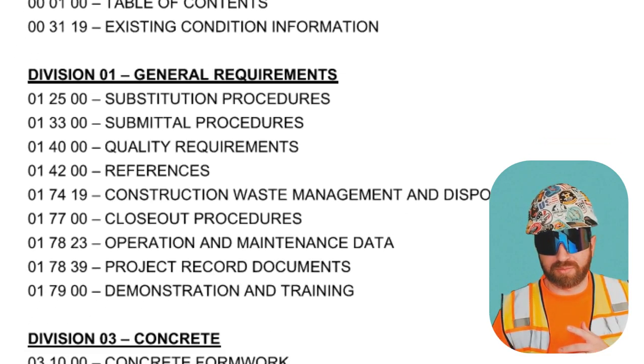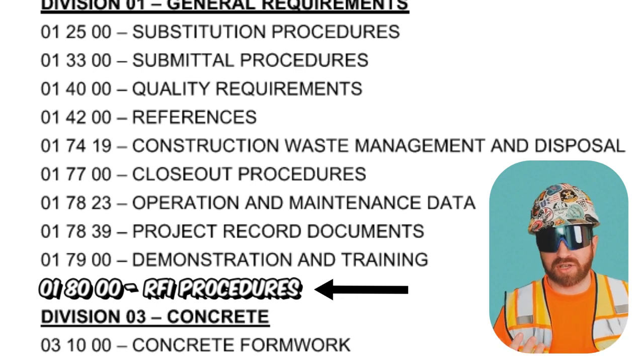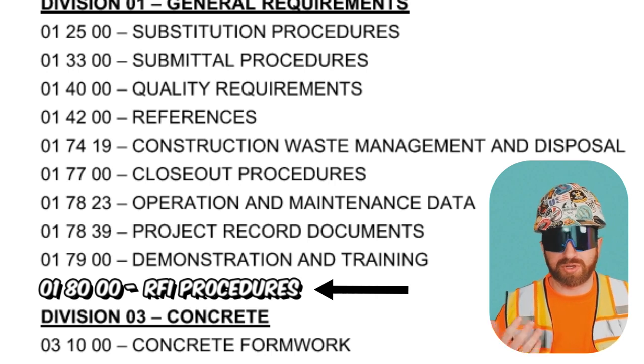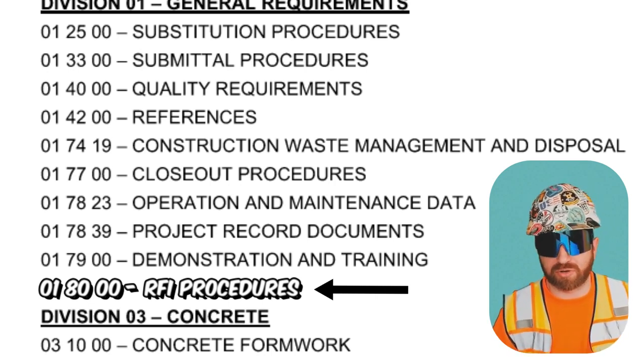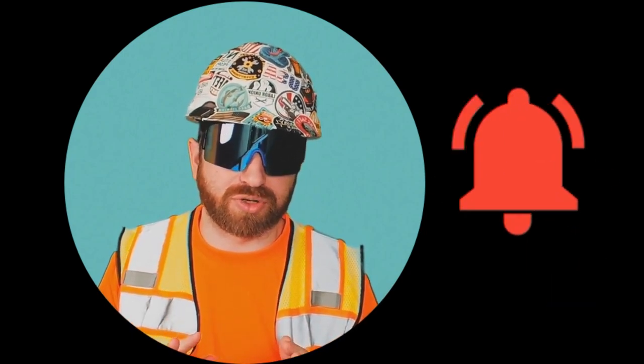One section missing from this general requirements list is RFI procedures. RFI stands for Request for Information, which is just construction lingo for asking a question. This section might be provided so you can follow exactly what to include in your question, what to exclude, and how to get that message across to your architect or engineer. Submittals and RFIs each require their own breakout video, which I'll release in the future, so stay tuned.